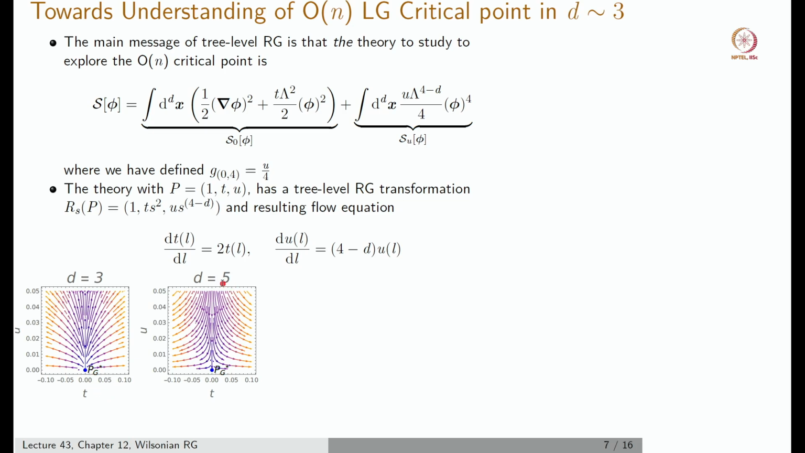On the other hand, if you are in D equal to 5, you see that this u is irrelevant. What does that mean? That means that you can start with some u, but at the longest scales, if you want to tune the system to criticality, you need to tune only t. You need to bring t to 0, because even if there were u, it will flow on longer scales, it will flow to 0. So it will effectively become a purely Gaussian theory. So you need to tune only one parameter to get to this critical point.